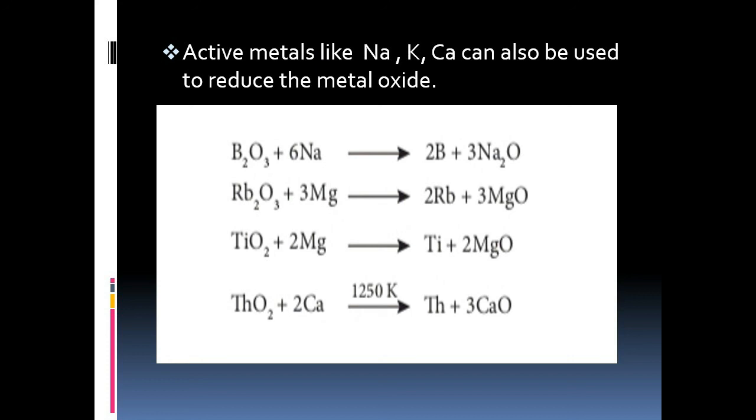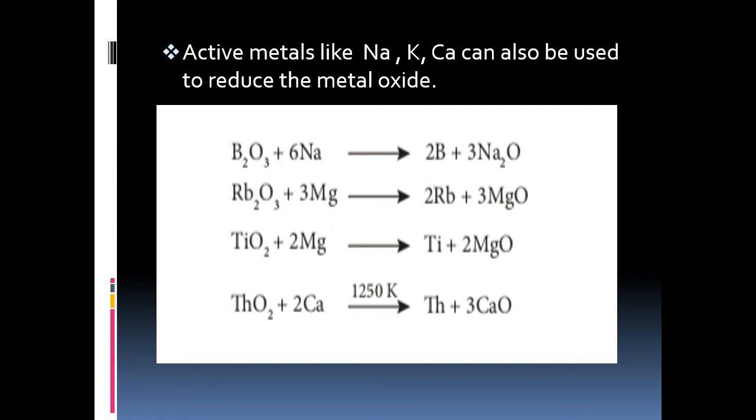See, in the first, boron oxide reacts with the sodium. It gives 2B plus 3Na2O. Here 2B is our metal and 3Na2O is a metal oxide. It is nothing but an impurity. Then rubidium oxide reacts with magnesium, gives rubidium plus magnesium oxide. Here rubidium is our metal. Titanium oxide plus 2Mg gives titanium plus magnesium oxide. Here titanium is our metal and magnesium oxide is the metal oxide impurity.